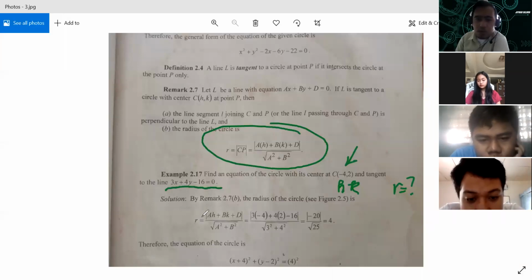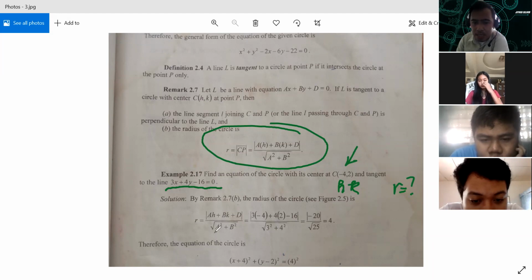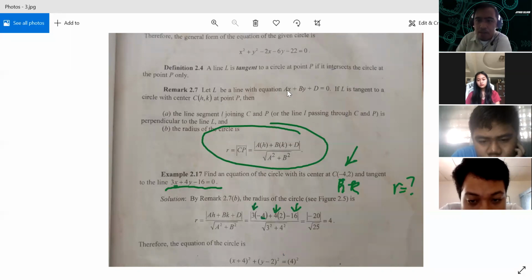So what you're going to do, the radius is just equal to the absolute value of a times h plus b times k plus d all over the square root of a squared plus b squared. And remember, your equation of the tangent line is 3x plus 4y minus 16. So this is what we follow here, class. 3, 4, minus 16. We just replace h with -4. That is why you have -4 here. Do you see? This y is replaced by 2. Clear? And you get the absolute value.